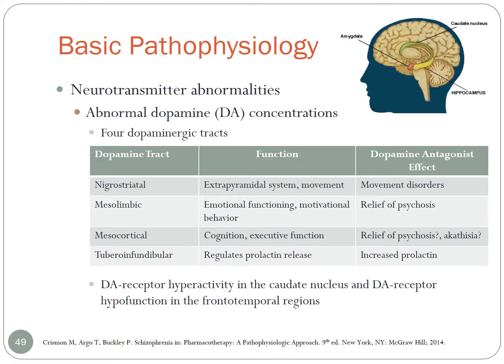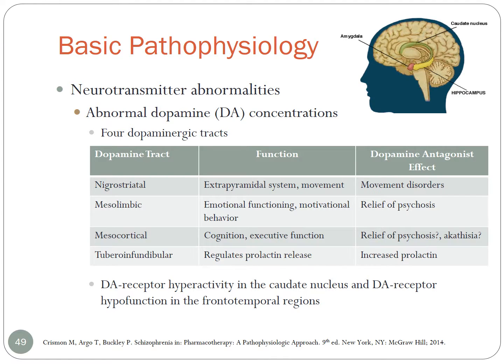So if we block dopamine in the mesolimbic and perhaps the mesocortical tracts, this can help relieve psychosis. However, blocking dopamine in the nigrostriatal tract can lead to movement disorders, and blocking it in the tuberoinfundibular tract can lead to increased prolactin, which can also cause side effects.